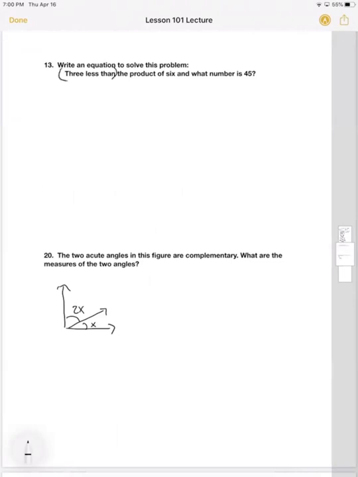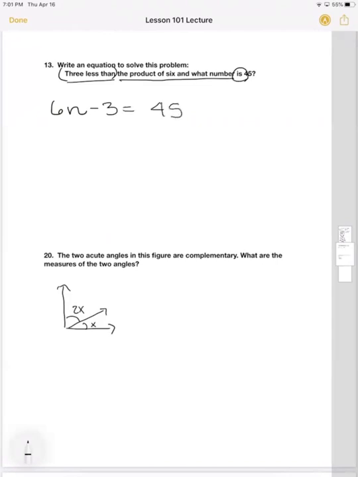3 less than. I'm going to put that on pause for a second and write the next part. The product of 6 and what number? Product means multiply, so the product of 6 and a number would be 6 times n, or 6n. Now I'm going to go back and put in 3 less than. So 3 less than the product of 6 and a number is 45.